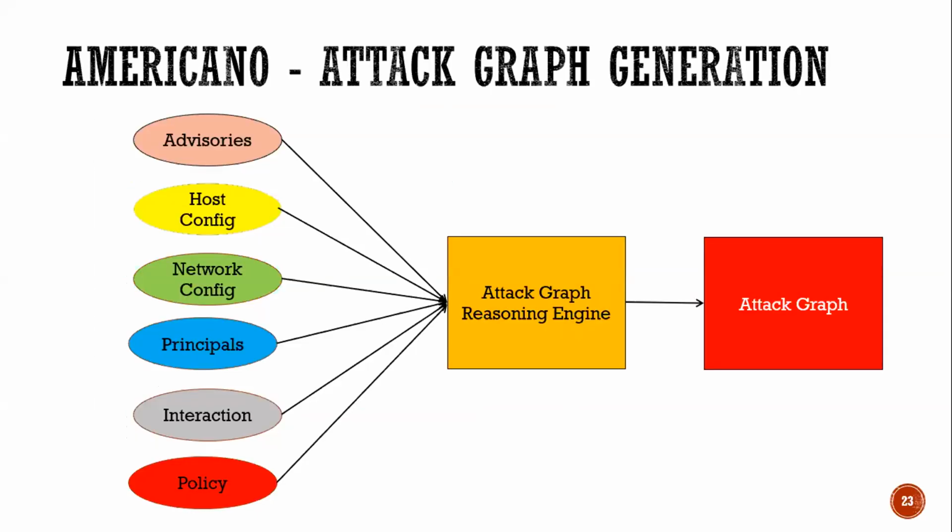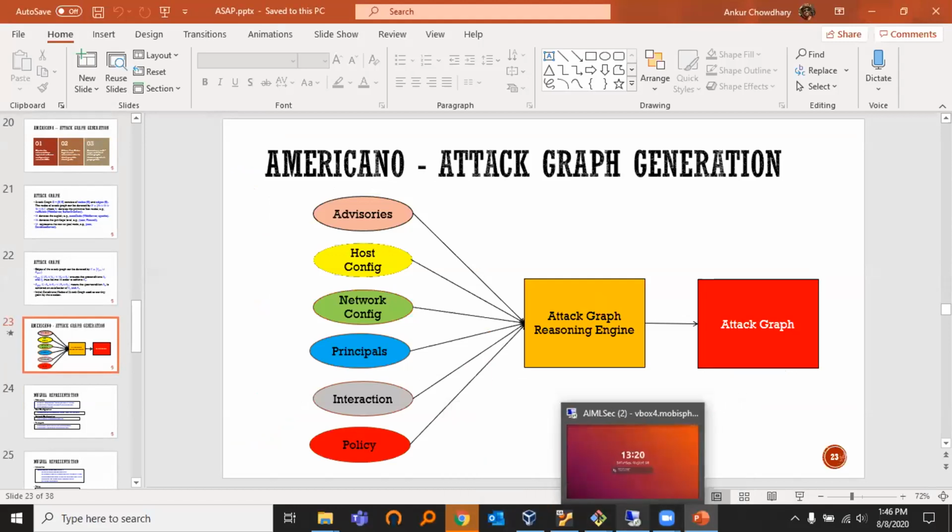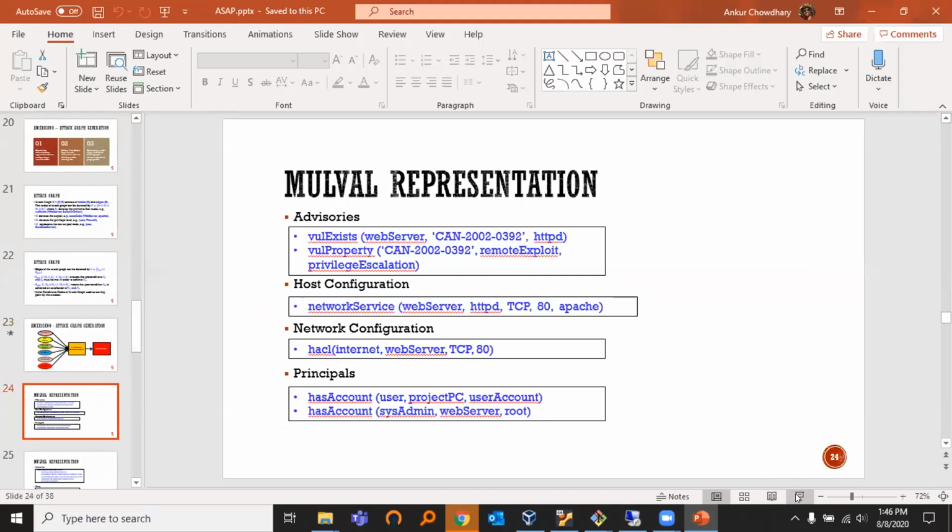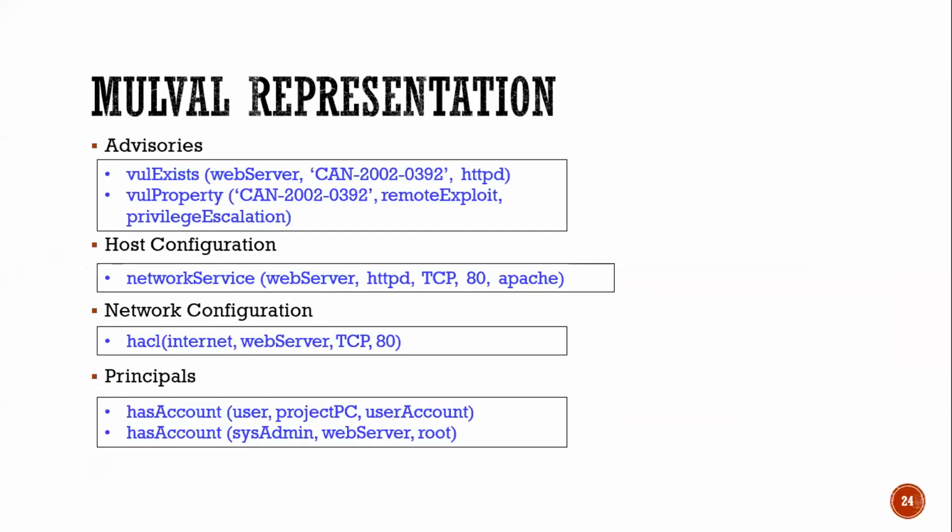So before going any further, let's look at some information of these MULVAL rules. MULVAL is basically a reasoning system which encodes this information, and it's a work by University of Kansas, which we kind of used in our development of the ASAP system. So advisories show what kind of vulnerability exists in the network, the vulnerability property. Host configuration shows that the web server has Apache software, it's running on port 80, and this is the daemon.